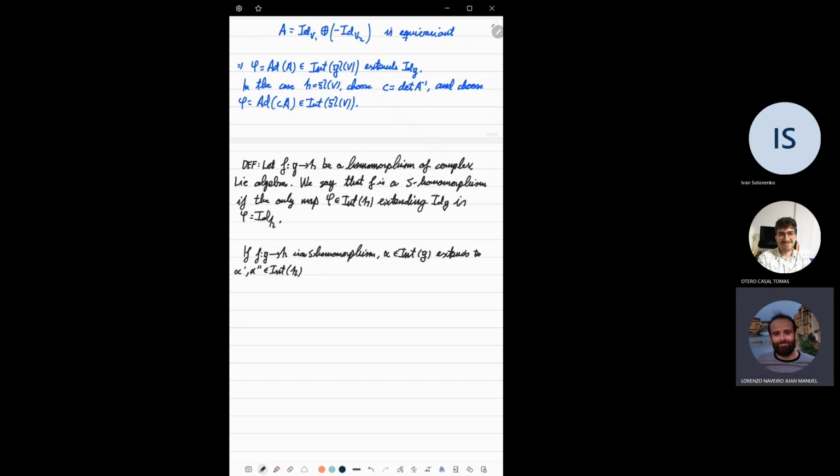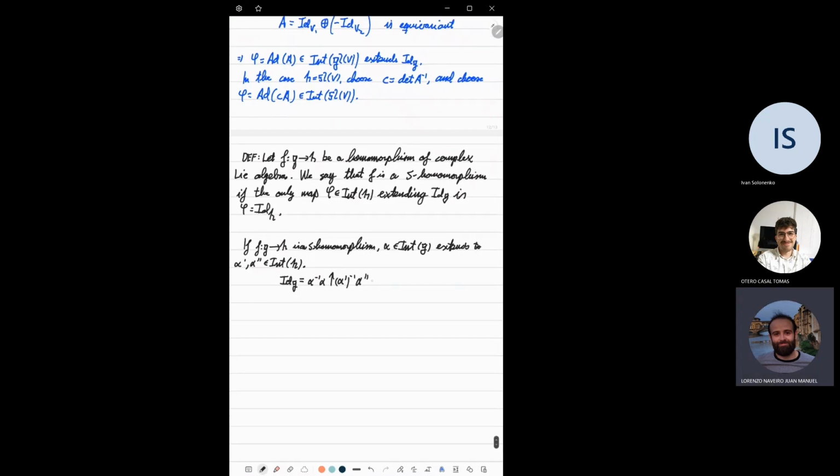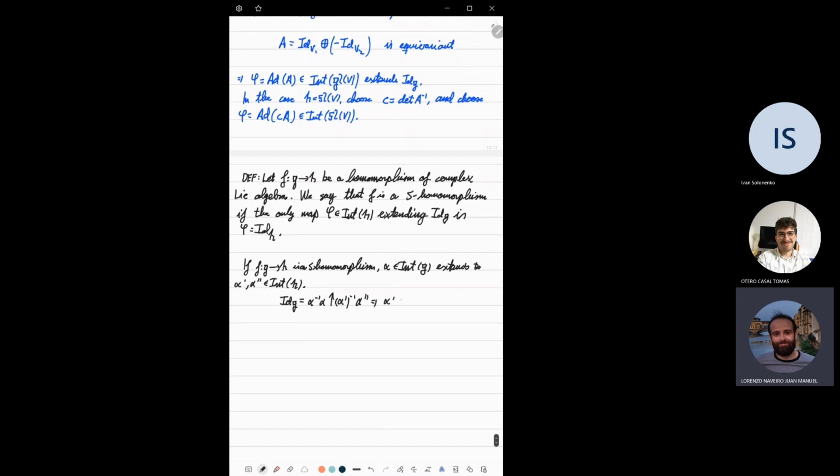Okay. Then it's very simple to see that the identity map of G, since this is alpha minus 1 alpha, this has to extend to alpha prime minus 1 alpha second. So this means that alpha prime minus 1 alpha second is the identity, and alpha prime is equal to alpha second. So more generally, one could say that we have a well-defined extension map. Okay.